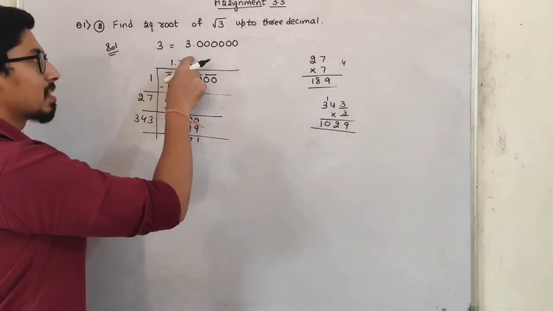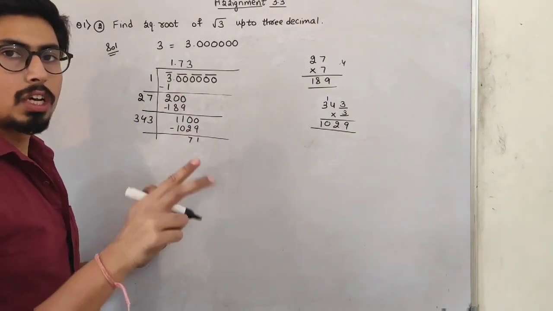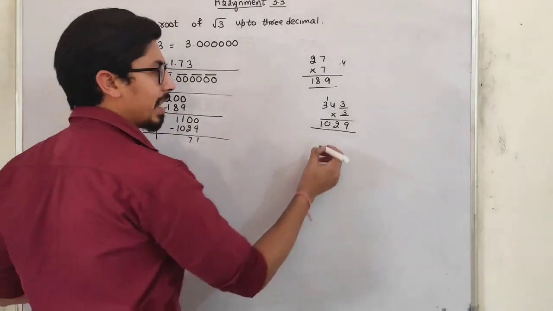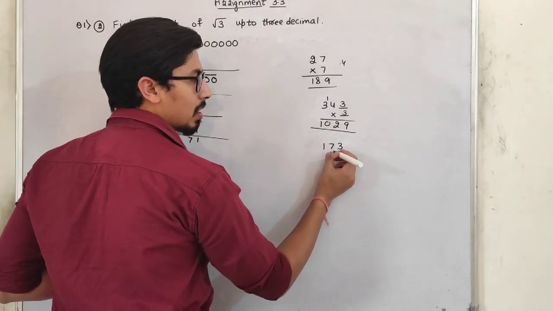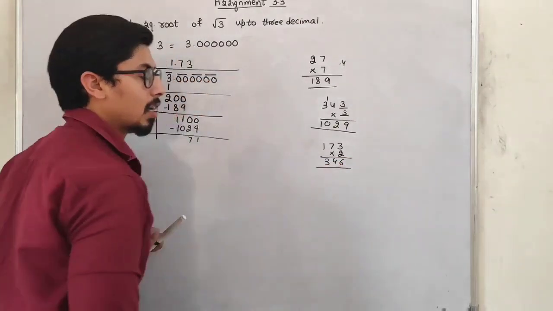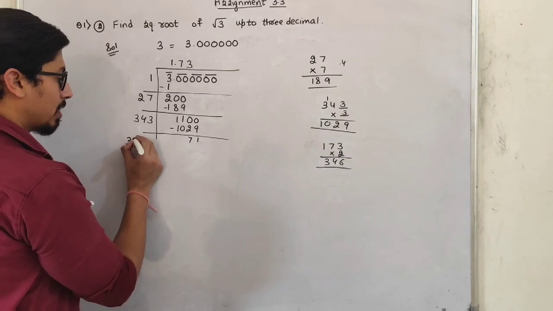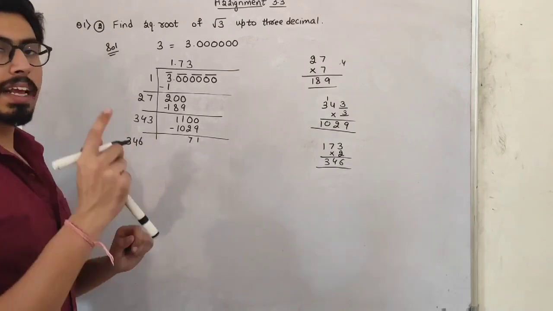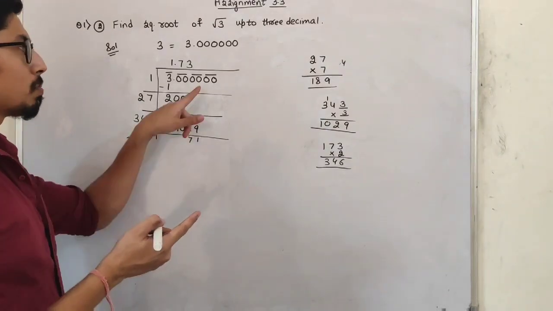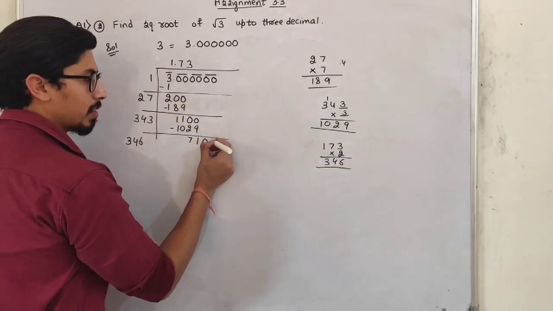Now I will take this number. So this number is without decimal, it will be 173. So what I will take is, I will take the double of this. So double of this will be 346. So just write 346 here and take the next other zeros. So the next part contains 2 zeros. So just write 2 zeros here.